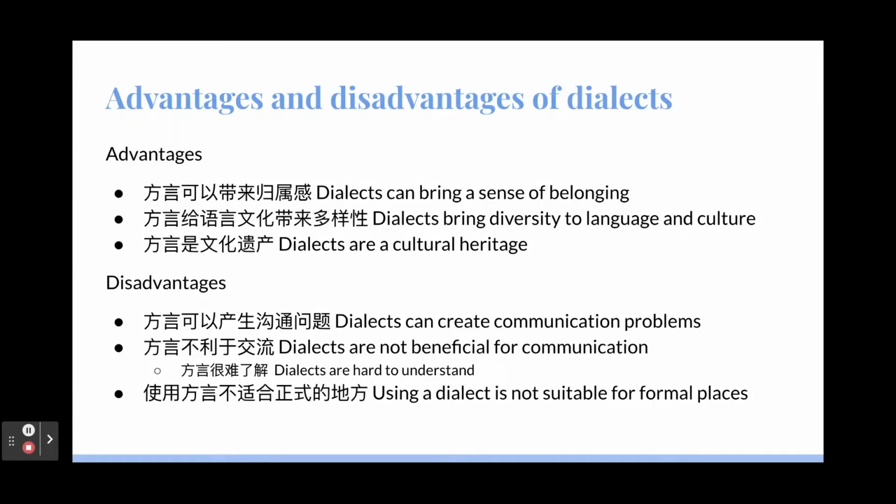And the third disadvantage of using dialects is that using a dialect is not suitable for formal places, because in formal places such as school or in meetings, people would use Mandarin or the formal language in a country. So, like in school, we use Mandarin. So this is a formal language. So if someone uses their home language, which is their own dialect, this could cause misunderstanding and communication barriers. So we would say this in Chinese by 使用方言不适合正式的地方, which means using a dialect is not suitable for formal places. And 正式的地方 means formal places.